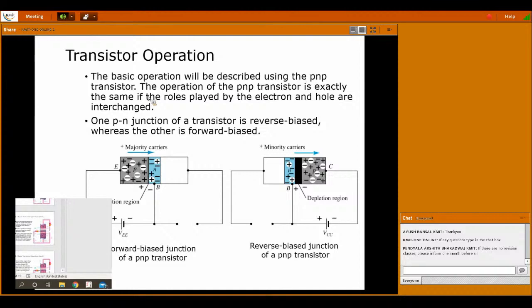Now the basic operation is here. If I increase the base to emitter junction voltage beyond a certain cut-in voltage, the majority carriers in a PNP transistor, which are holes, diffuse into the base and recombine with the electrons, because the base is lightly doped and N-type. So the majority carriers here are only N-type. And the output junction is reverse biased, hence the depletion layer width will increase.